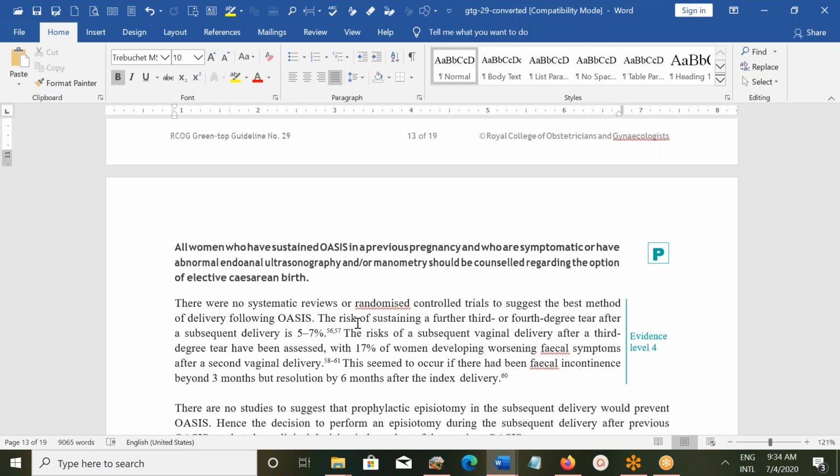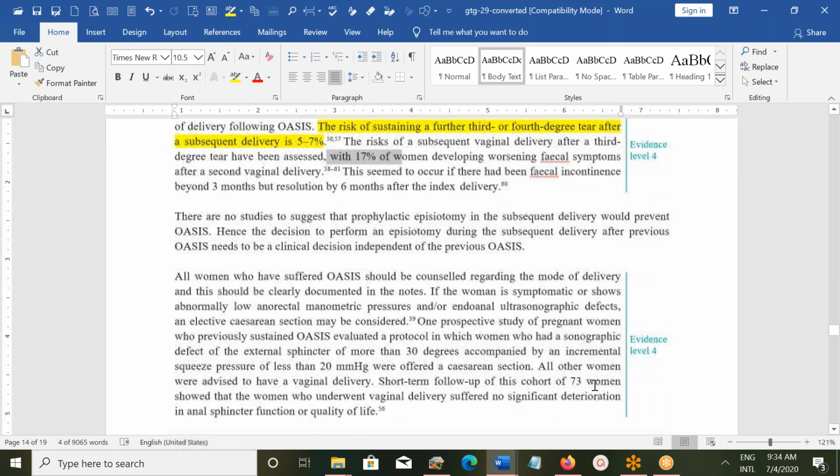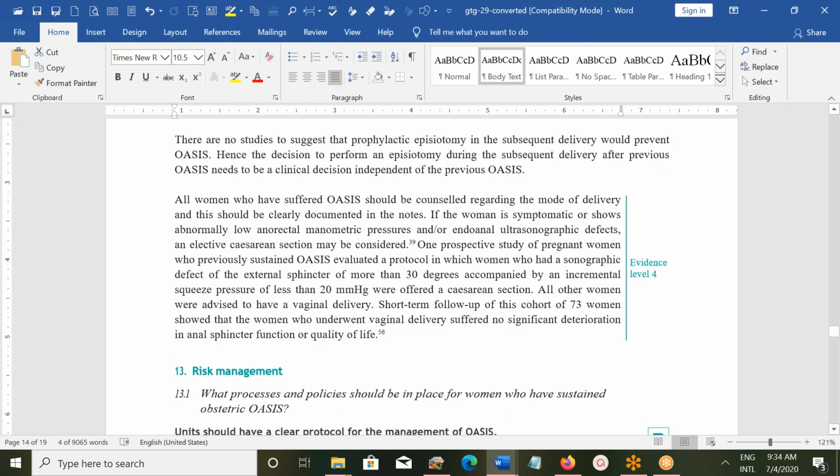Usually, if they ask you what the risk of recurrence is, you should remember that it is going to be high. Some guidelines and books say it is 1.7%, but that is an understatement, because the actual rate is like 5 to 7%. That is the point. The most common complication they are going to see is fecal symptoms, and mostly they see these problems 3 months after the delivery.